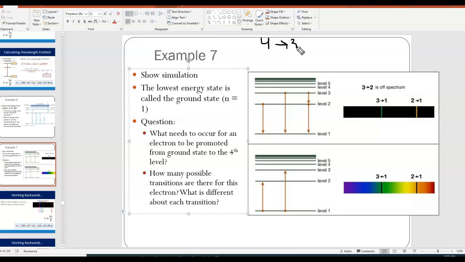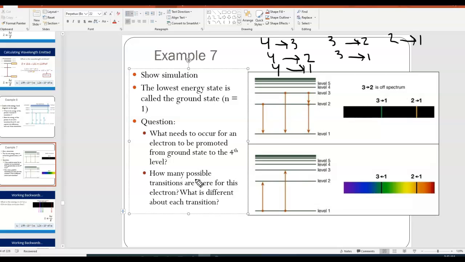It could go from 4 to 3, from 4 to 2, or from 4 to 1. From 3, it could go from 3 to 2, or 3 to 1. From n equals 2, if it were to fall from 4 to 2, it could then go from 2 to 1. Okay, so that is 6 possible transitions, and each of those downward transitions would correspond to a different line on the emission spectrum. We can see that right here.